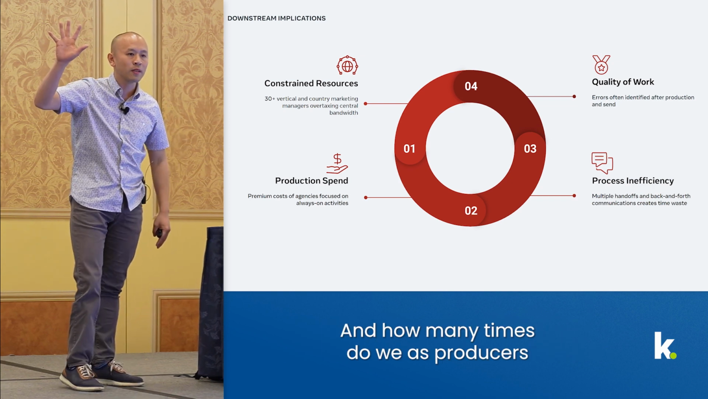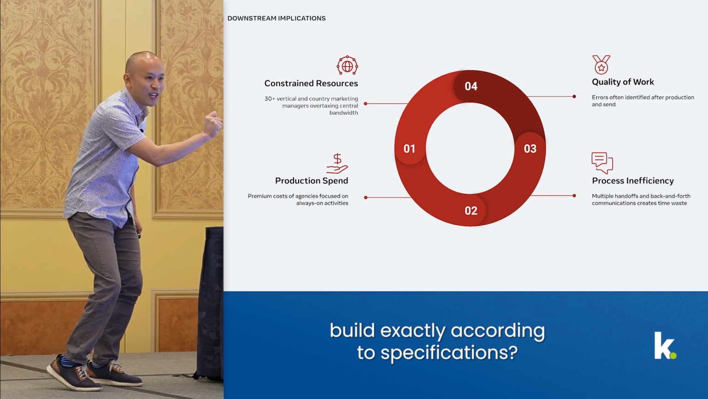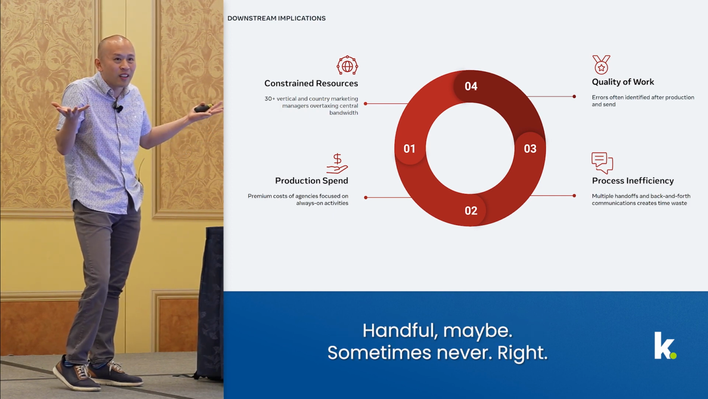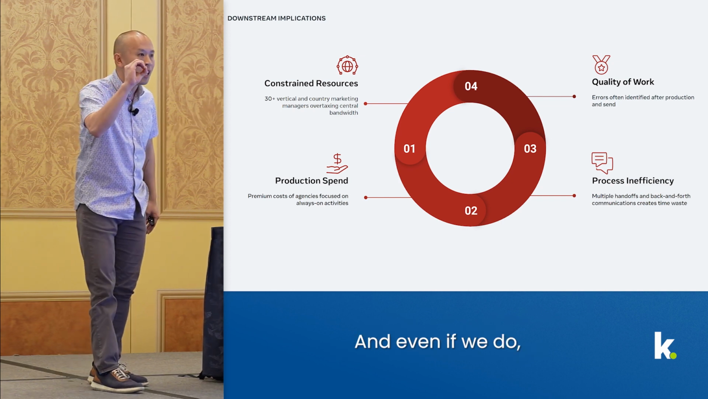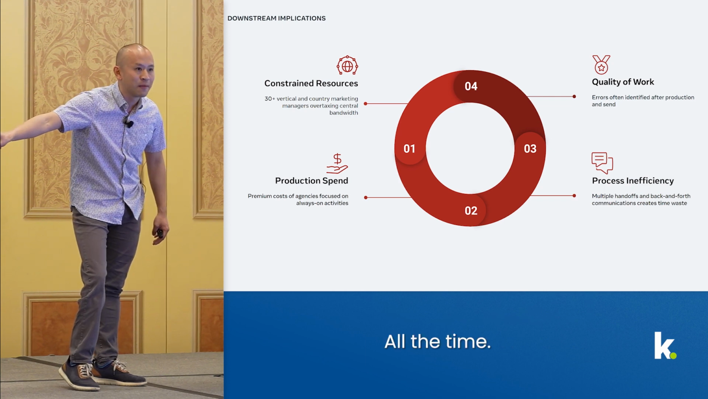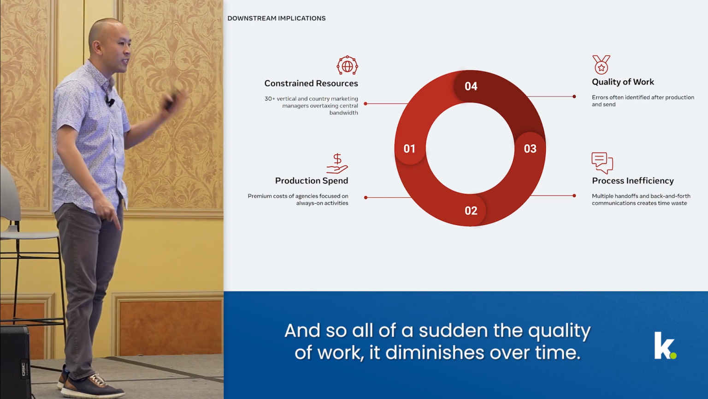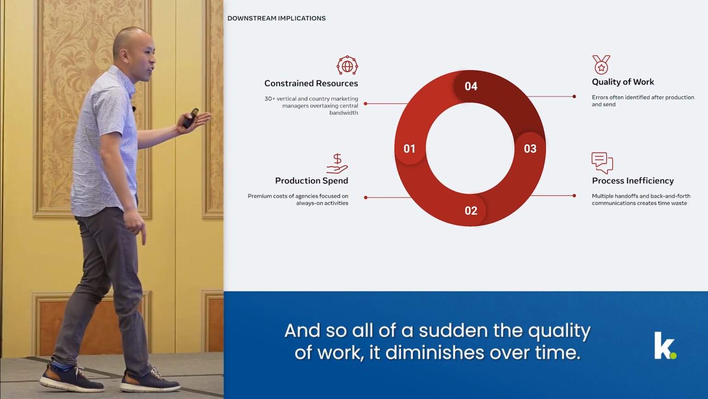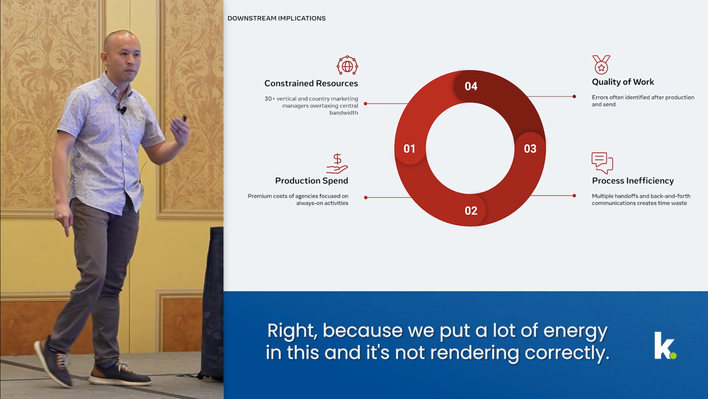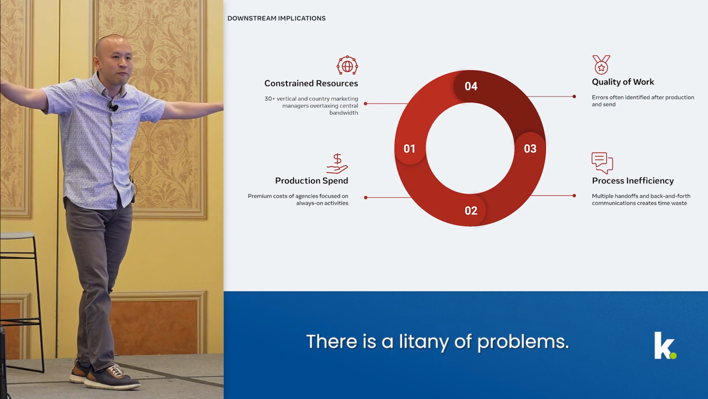And how many times do we as producers build exactly according to specifications? Handful, maybe sometimes, never. And even if we do, how many times does the author want to change something after the fact? All the time. So 75 times 3, 4, and 5 iterations. And so all of a sudden, the quality of work diminishes over time. And I've seen it. It's frustrating, because we put a lot of energy into this, and it's not rendering correctly, or there's a litany of problems.